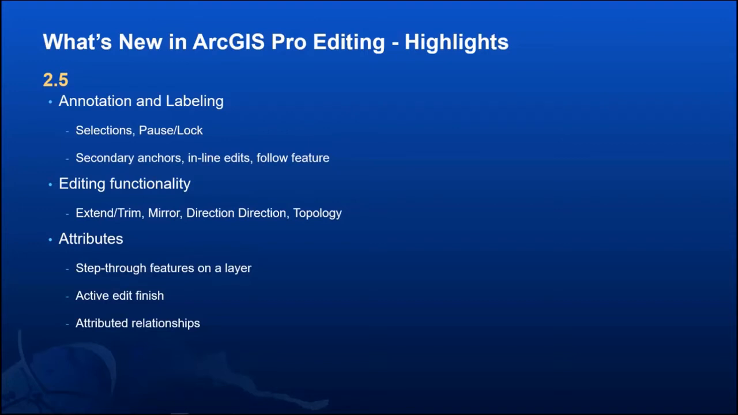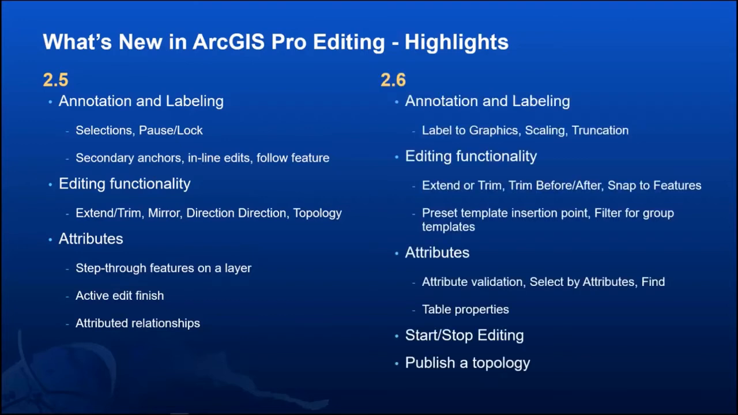In the attributes pane, we now offer a layers tab allowing users to browse all of the features or records in a single layer regardless of their selection status, simply by highlighting features. In addition, attributes can be modified and geometry edits can be made using quick access to editing tools on the Geometry tab. Highlights for editing in Pro 2.6 include more annotation and labeling improvements.